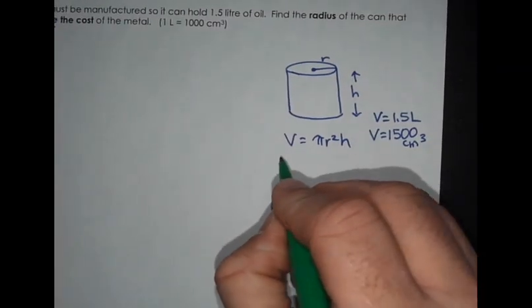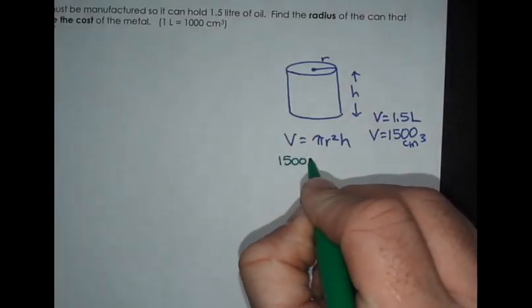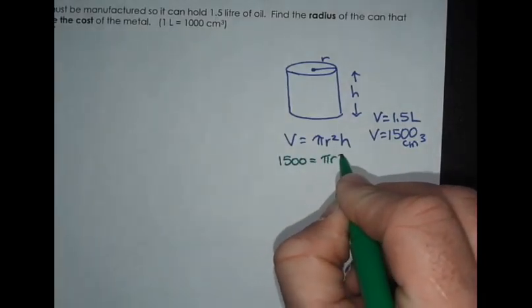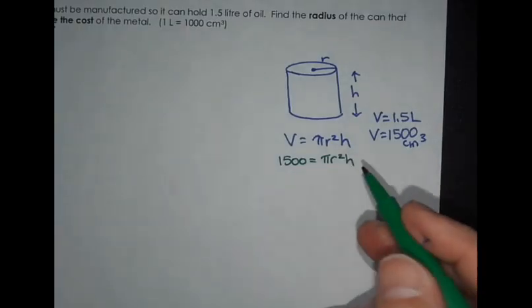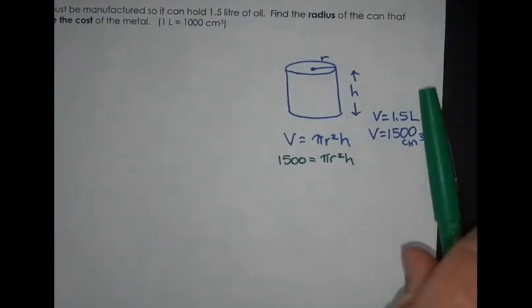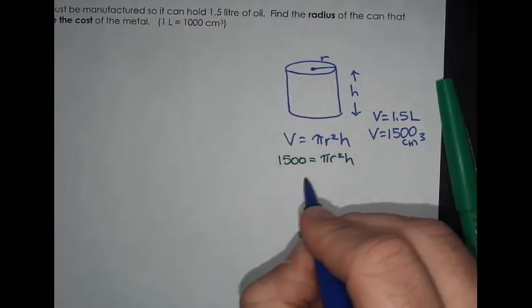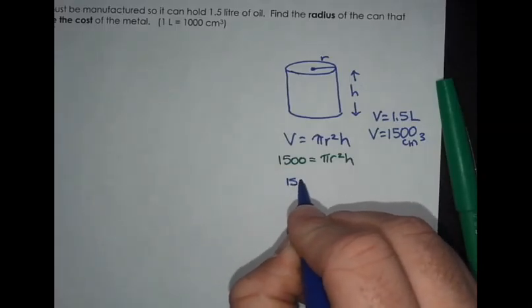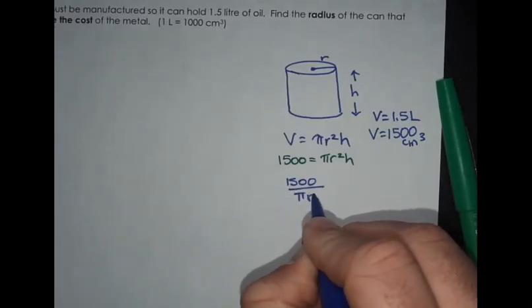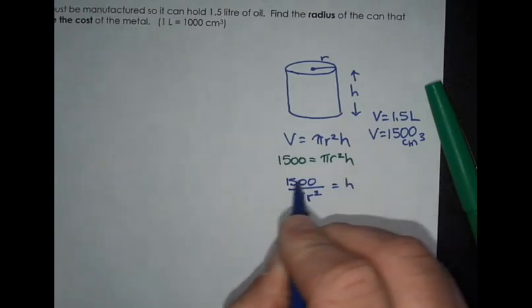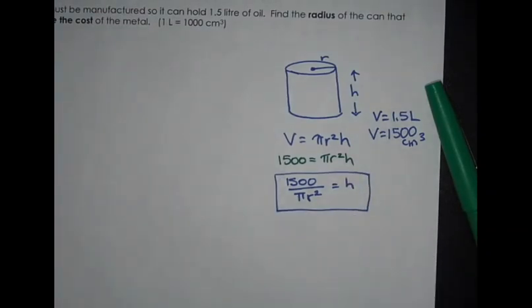So we're going to plug those in. So 1,500 equals pi r squared h. So we're going to solve for h. We're going to divide both sides by pi r squared. All right, so we're going to use that to plug into our surface area question.